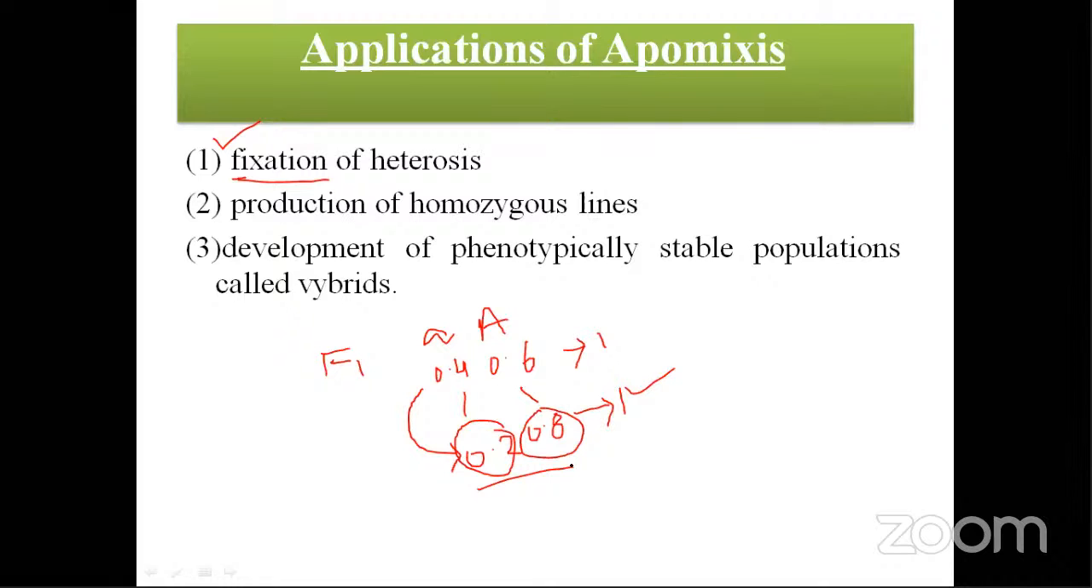Either capital A or small a, its own frequency will be less than one only. It can never be one. Can we say that total variability will remain constant? Yes, total variability will remain constant.